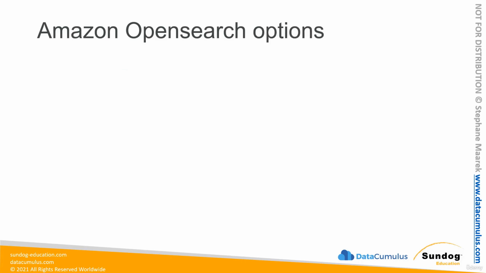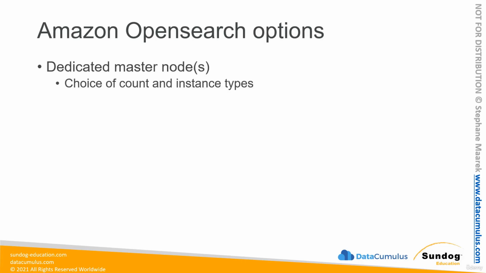When you spin up an Amazon OpenSearch cluster, there are a few things you can expect to be asked that are specific to Amazon's implementation here. One is, how many dedicated master nodes do you want? And you have to choose how many of them and what instance type you want to use. Now, the master nodes are only used for the management of the OpenSearch domain that you're creating, and they do not hold or process any data. So generally, you don't need too many of them unless your cluster is really massive.